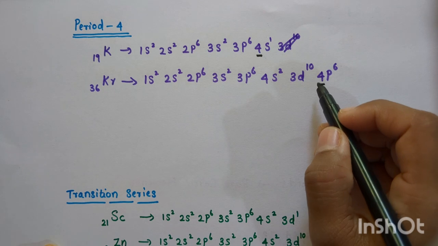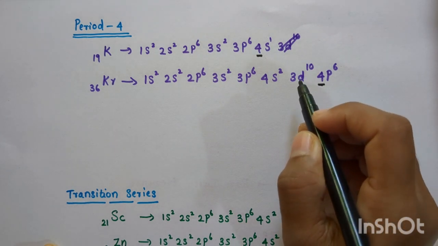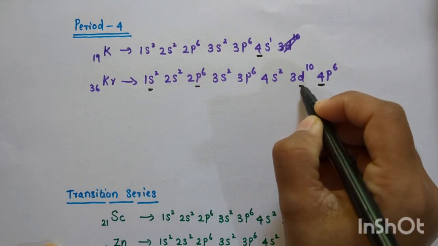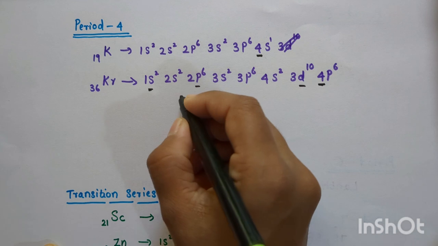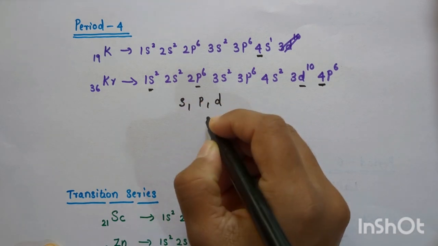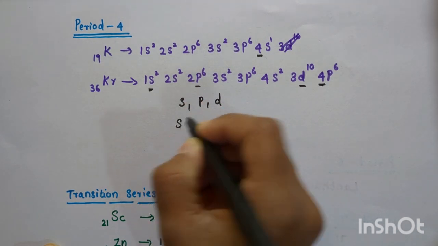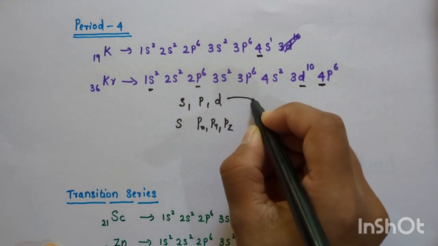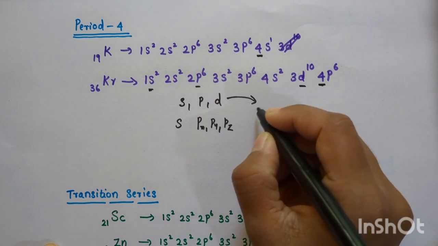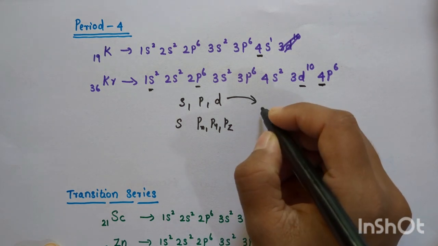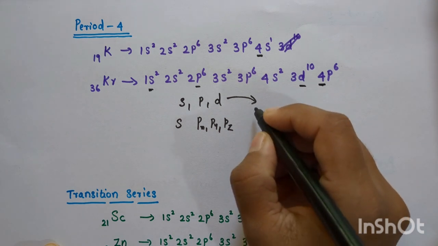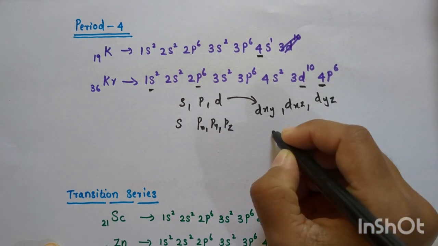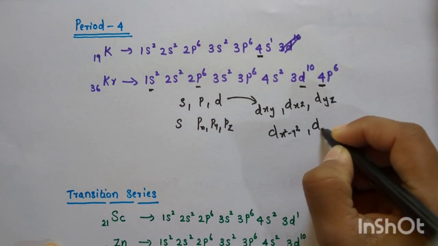Now you see what is the number of atomic orbitals available in the fourth period. The s orbital is available, p is available, and d is available. We know that s has only one orbital, but p has px, py, and pz, 3 orbitals. And when you consider the d orbital, there are 5 degenerate orbitals: dxy, dxz, dyz, then dx square minus y square, then dz square.